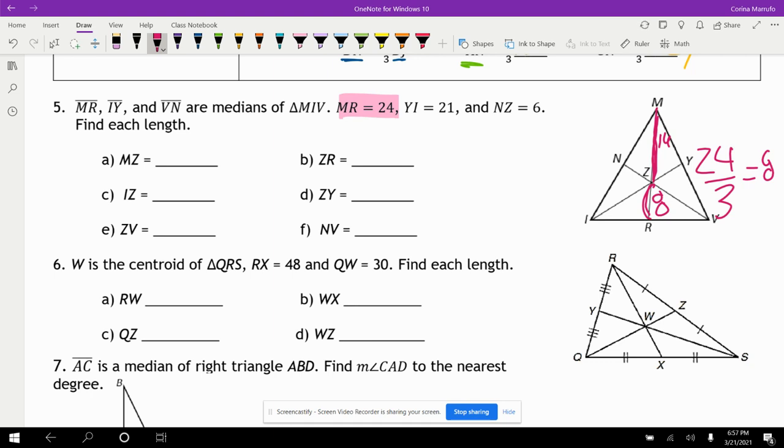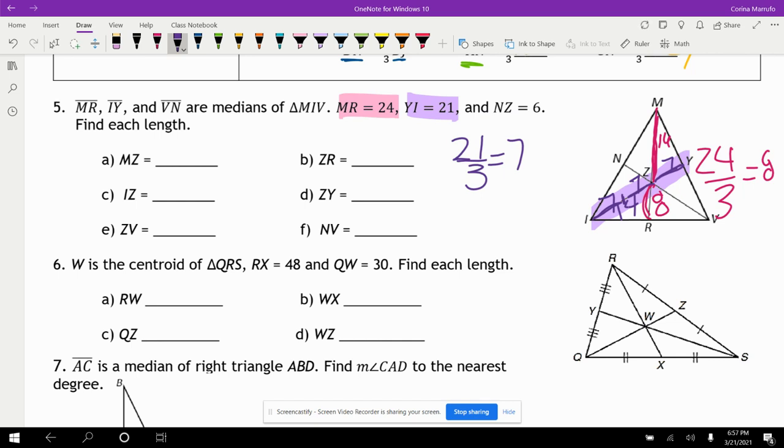Then we have from Y to I. So Y to I, this whole thing here from here to here is 21. Just like I did on the other problem, I'm going to take 21 and divide it by 3. That gives me 7. So that means each piece is 7. So this piece is 7, and then this little piece from here to here is going to be 7, and from here to here is going to be 7. And 7 plus 7 gives us 14. So that whole piece is 14.